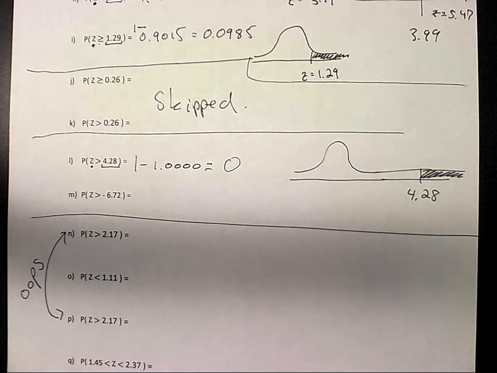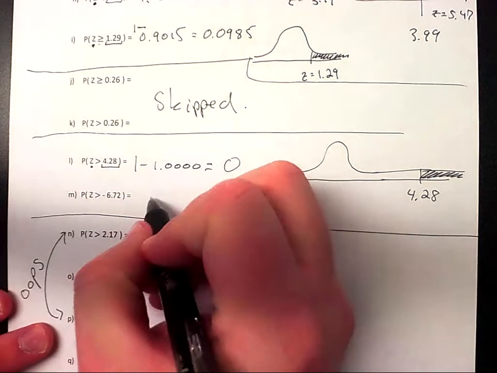Without even doing that whole process for M, right? What number are we going to get for M? 1, right? Is everybody good with 1? Because negative 6.72 is going to be really, really far to the left. But we're going to go above negative 6.72. So therefore, we're shading in pretty much the entire distribution, right? So therefore, according to our table, the closest that we can get is just going to be 1. Everybody good that this should be 1?